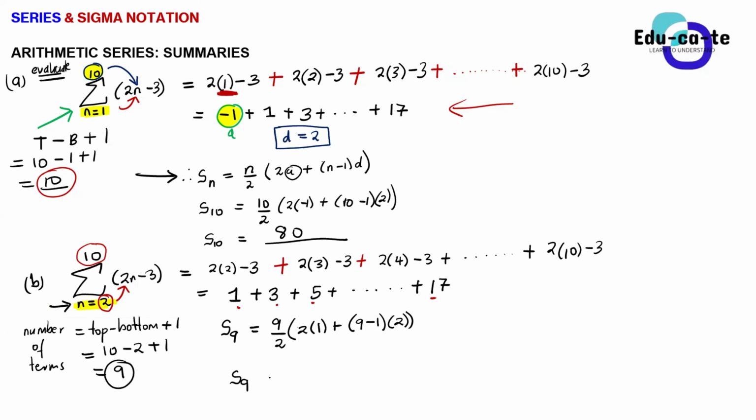The sum of 9 terms will give you what? 81. So basically you're going to get 81. It means that when you add the 9 terms, you're going to get 81.